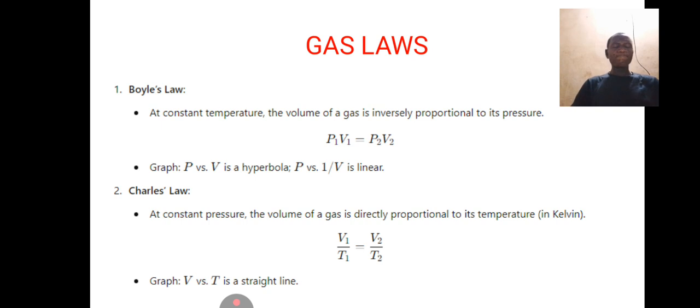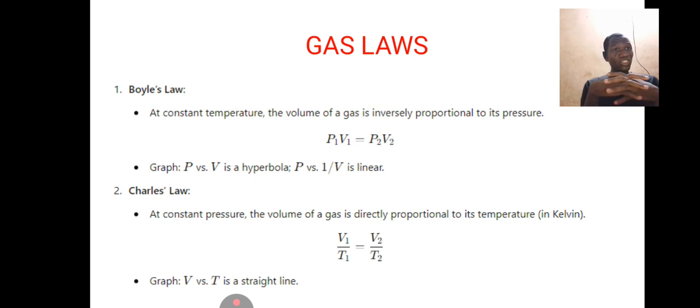Then we have gas laws. Please be able to state these laws. Boyle's law, Charles' law, very important. Now, I have tried to condense it as much as possible to make it easier for you to remember and to comprehend. At constant temperature, the volume of a gas is inversely proportional to pressure. If you can only remember inverse proportion between volume and pressure, I think you can be able to put the English together. By the way, it's objective questions. So Boyle's law talks about pressure and volume.